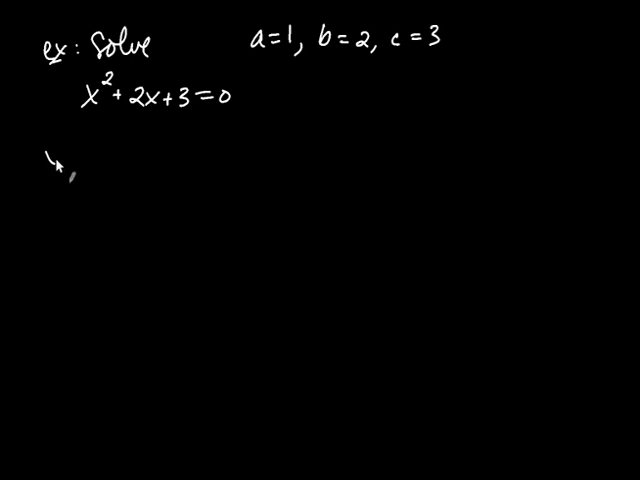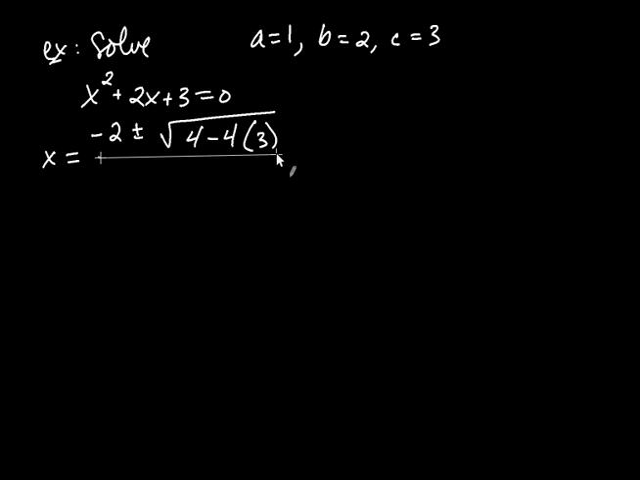So the quadratic formula says x is equal to, okay, negative b, so it's negative 2, plus or minus the square root of b squared, which is 4, minus 4, and a times c is going to be positive 3, right? A is 1, c is 3, a times c is 3. Okay, then all over 2 times a, which is just 2.